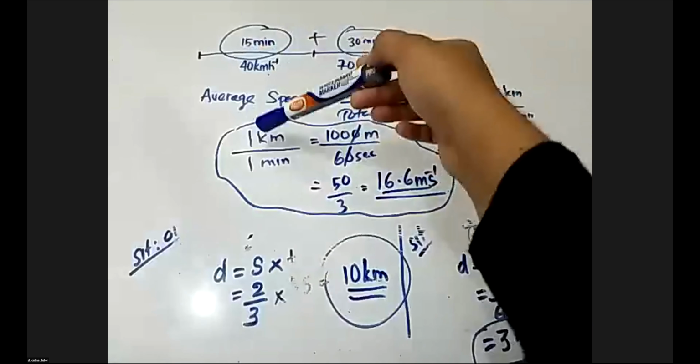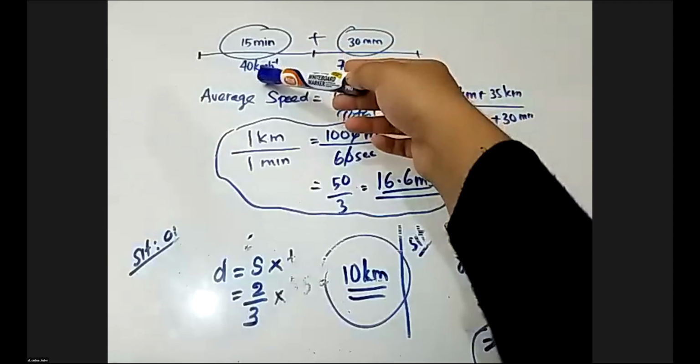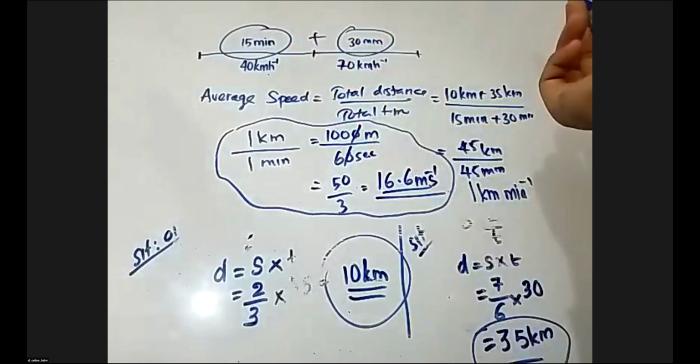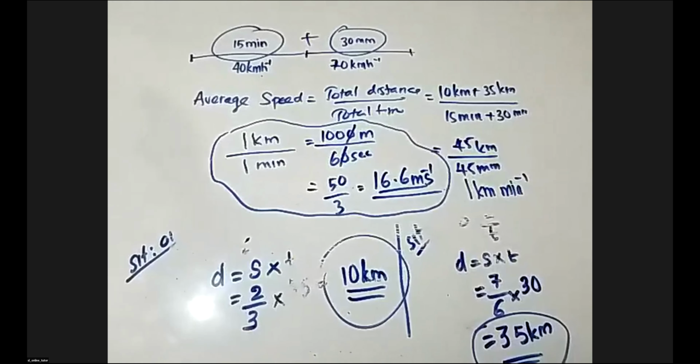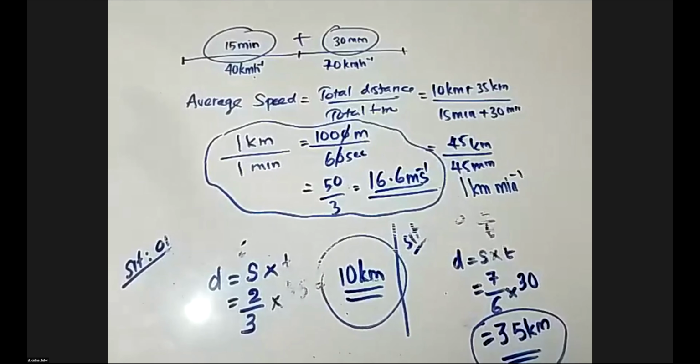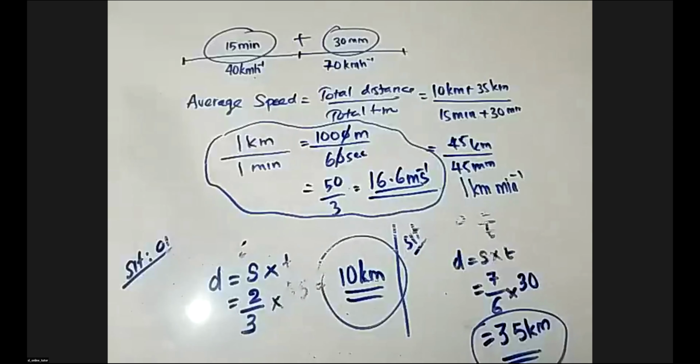Speed equals distance over time, right? Distance is equal to speed times time. Speed is 40 kilometers per hour. Time is 15 minutes. You have to convert the units. That means you have to convert kilometers per hour to kilometers per minute. I taught you how to convert that. 40 kilometers per hour. Per hour means 60 minutes, so you divide 40 over 60. You get 2 over 3 as a fraction. Same thing for 70 kilometers per hour, and you get 7 over 6 as a fraction. Those two fractions are the speed in kilometers per minute.